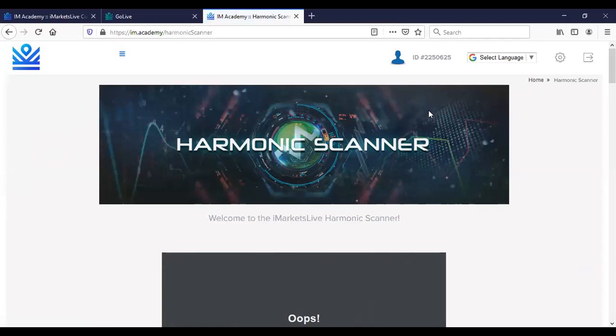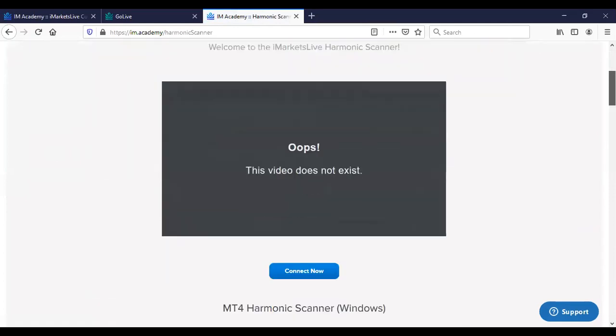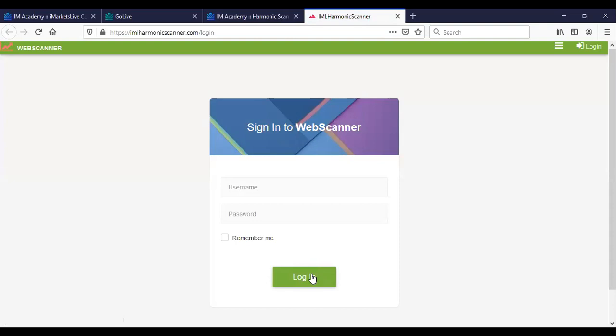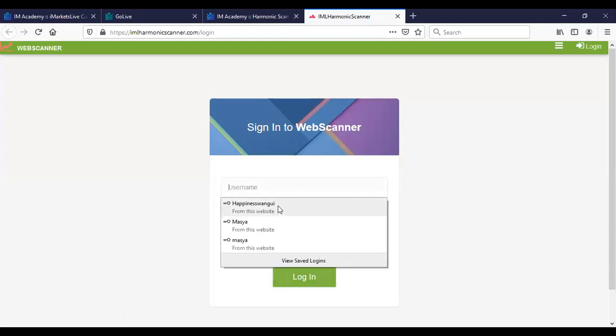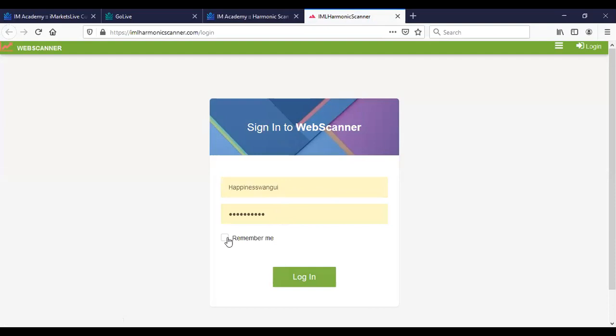The Harmonic Scanner is not this particular bar here. That is what I used to think, by the way. Then I usually come to this video and say, oops, this video doesn't exist. Then I'm like, oh, the Harmonic Scanner is not existing. So we come to this particular button here, Connect Now. You come to Connect Now, you hit it. Then it will ask you for credentials again. You give it, then it logs in for you.